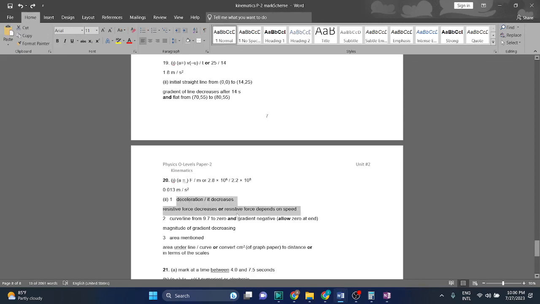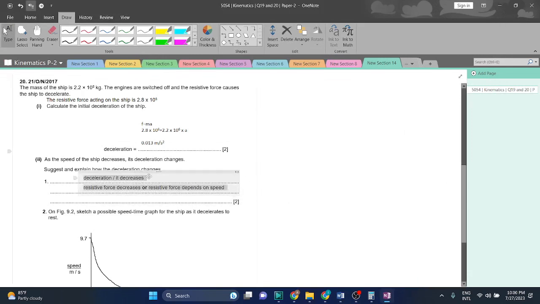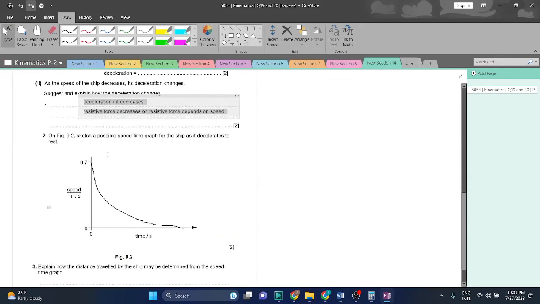This is the answer. Okay, let's move on. शुक्र है इसका मैंने ग्राफ बनाया. On figure 9.2, sketch a possible speed time graph for the ship as it decelerates to rest.